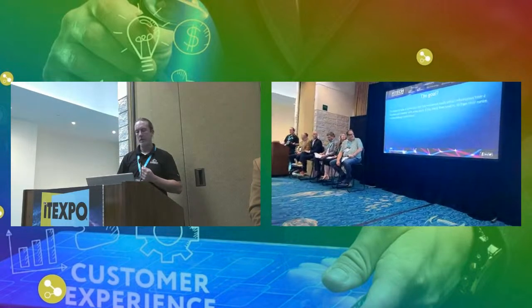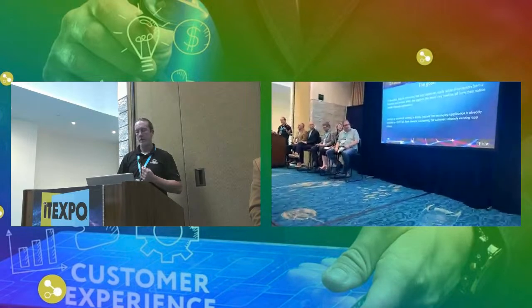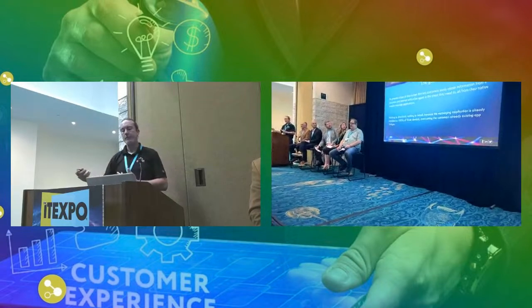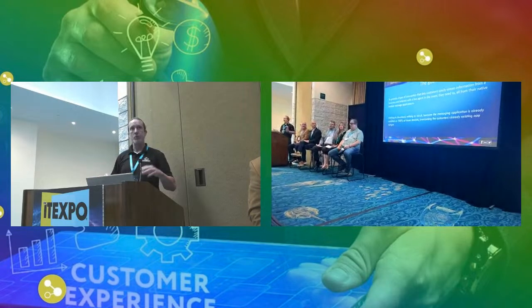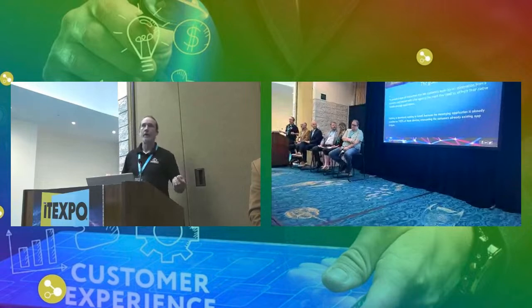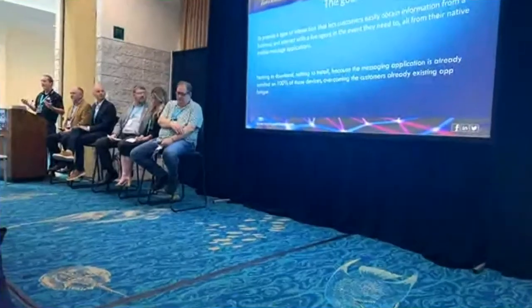So the goal is to provide a type of interaction that lets customers easily obtain information and interact with a live agent in the event that they need to, all from the native mobile app. So nothing needs to be installed. The messaging app's already installed on 100% of those devices, which is overcoming the customer's already existing app fatigue. There's like 6 million apps now, I think.